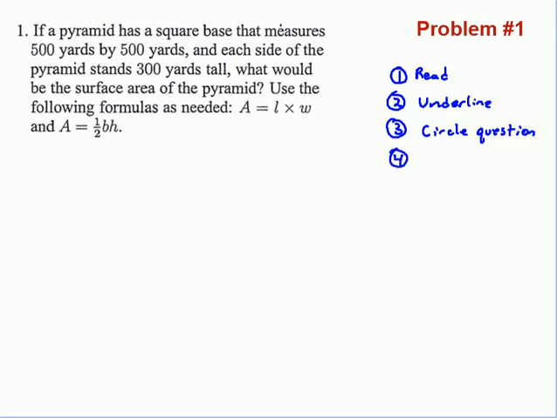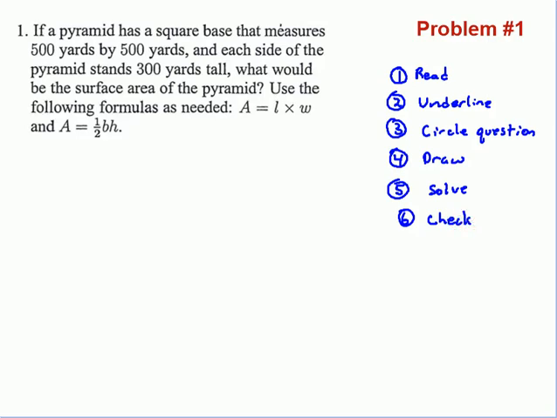Then we'll begin to think about what we have. And while we're thinking about it, we'll draw a picture about what we're doing. And then 5, we'll go ahead and solve that problem. And then finally, we're going to check our answers and make sure that it makes sense. So let's start with reading the problem.